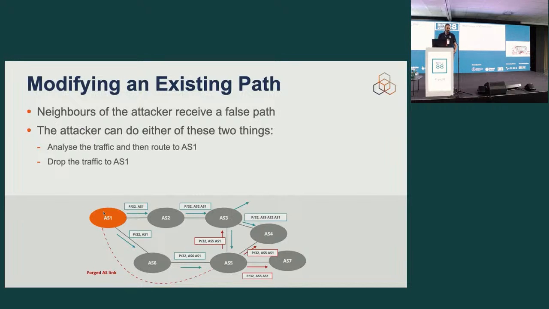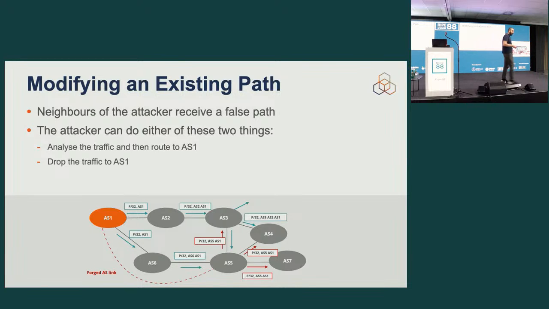So it's not that AS5 cannot get the traffic to AS1. It does have a route to it, but in reality, it changes the AS path. All right. So these are two ways of targeting the path itself.